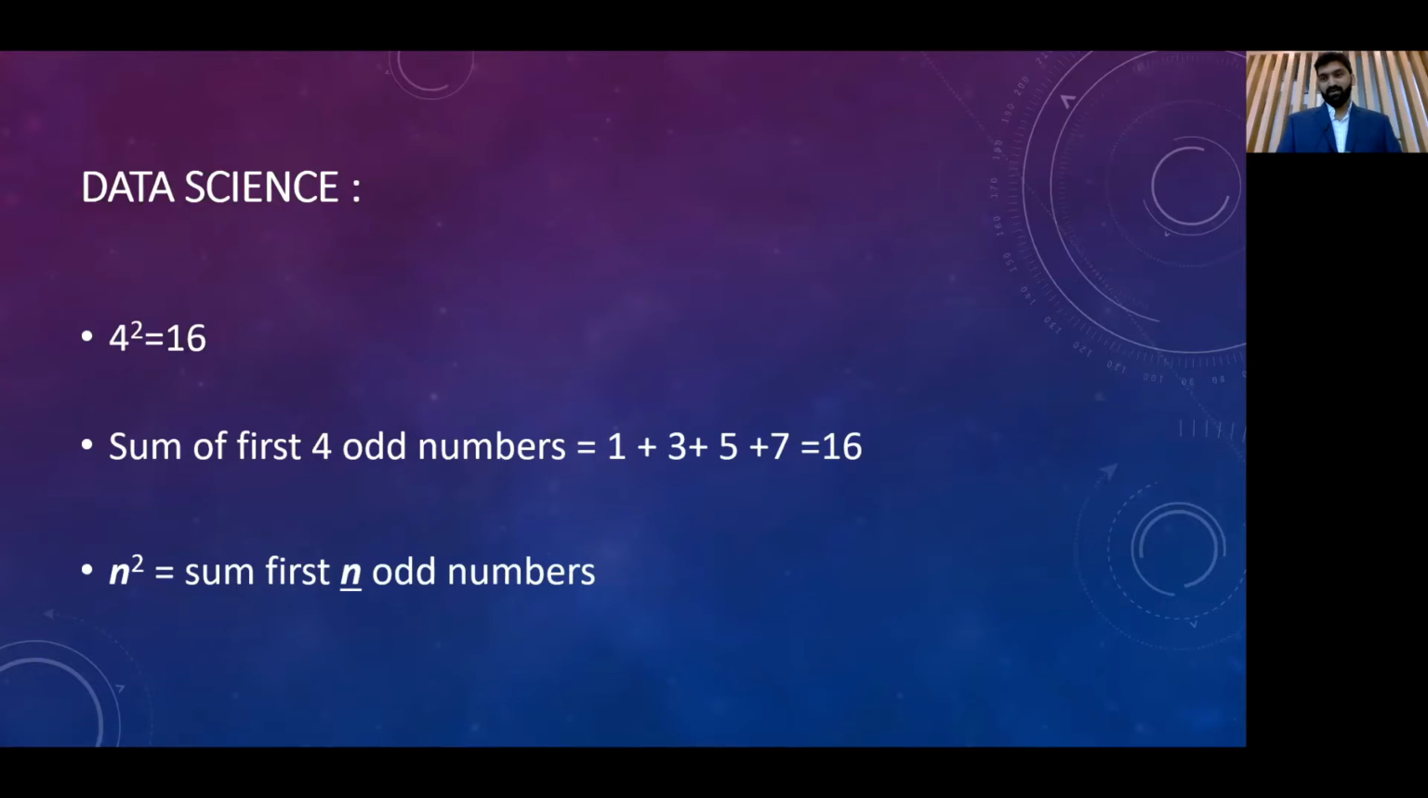4 square is 16, everybody knows that, right? But interesting is the sum of first 4 odd numbers is also 16. Let's take another example. Square of 5 is 25. But the sum of first 5 odd numbers is also 25. So mathematically speaking, square of any number n is always equal to the first n odd numbers put together. If we sum the first n odd numbers, we reach up to the square of that number. It is very interesting. So it means there is something hidden apart from the information that is presented to us.